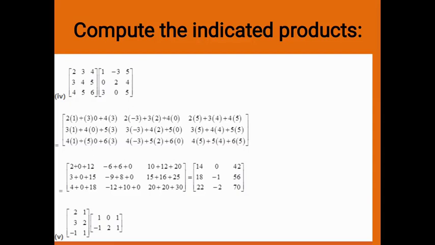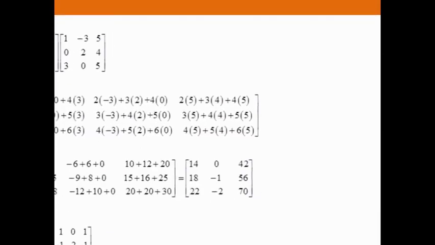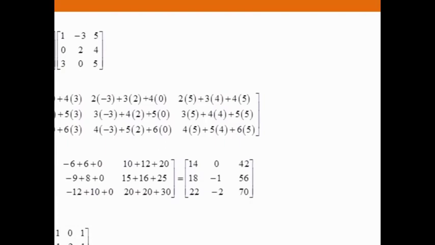Now next one, compute the indicated product. I told you in the previous video how you will find the product. So see here, we are taking one example. The first matrix is 2 3 4, 3 4 5, 4 5 6. What is the order of the first matrix? That is 3 cross 3, because 3 rows and 3 columns are here. And the order of the second matrix that is multiplied here is also 3 cross 3.